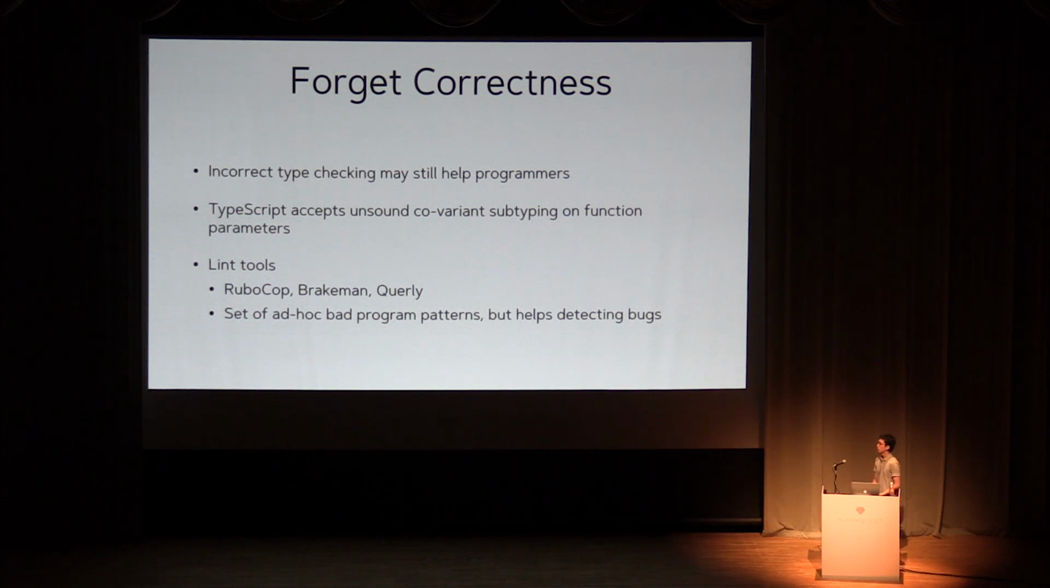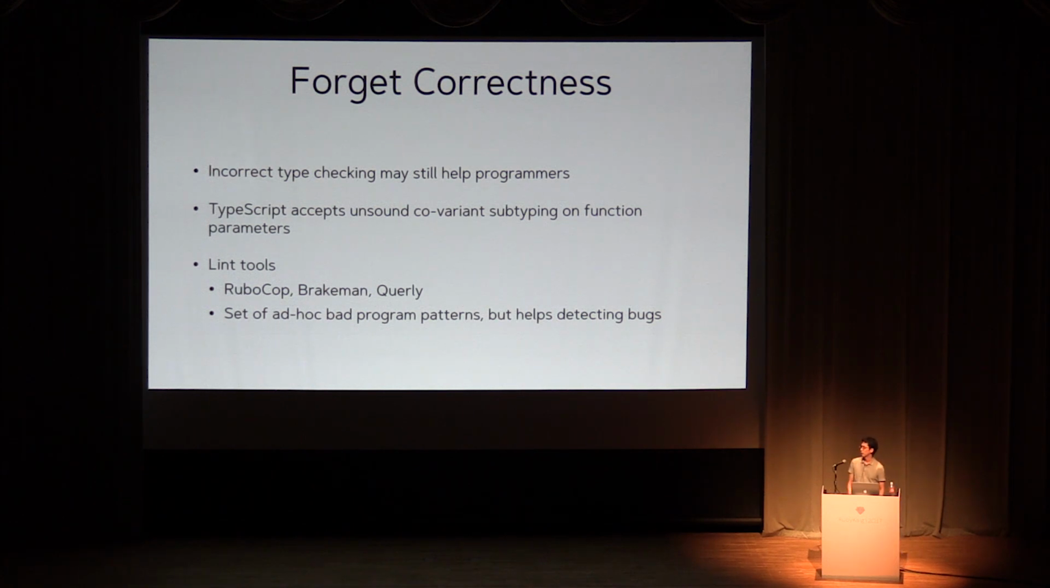One example is TypeScript. TypeScript is almost correct, but it has an unsound typing rule. It has unsound covariant subtyping rules on function parameters. So type theory says TypeScript is incorrect. But as you know, typed JavaScript is really useful. It improves our productivity.